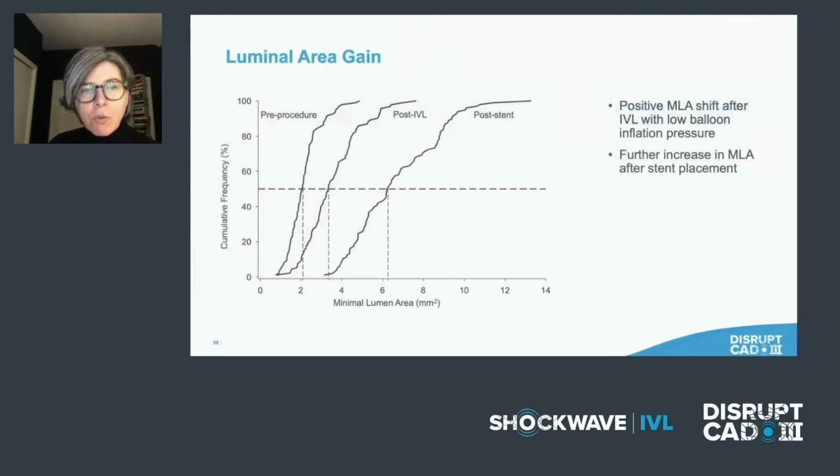This is a graphical representation of this stepwise shift in the luminal area gain. So you see pre-procedure, post-IVL, we get a step up in gain and then a further step up in gain after stent deployment.